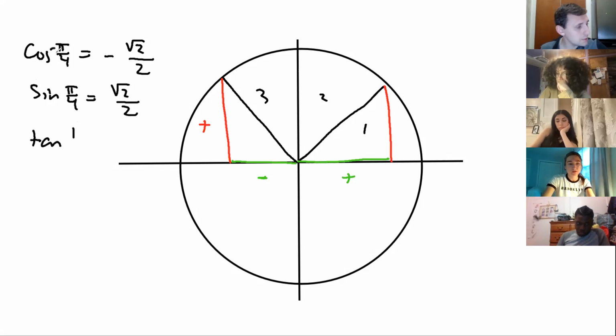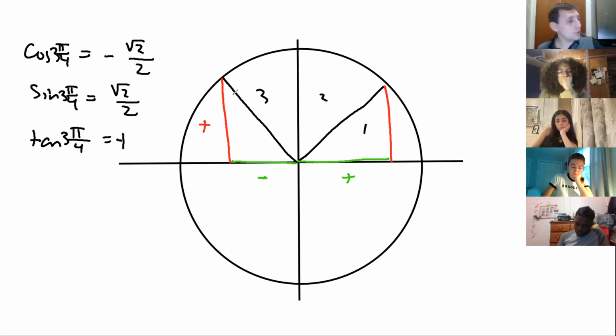What is tangent? Oh, sorry, this is 3 here. What is tangent of 3 pi over 4? Minus 1, very good. The answer is minus 1. Good.